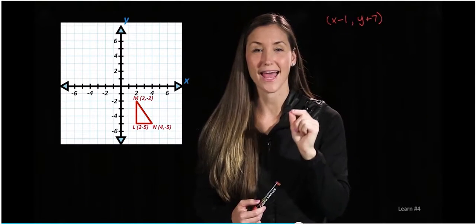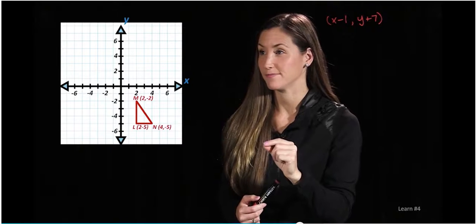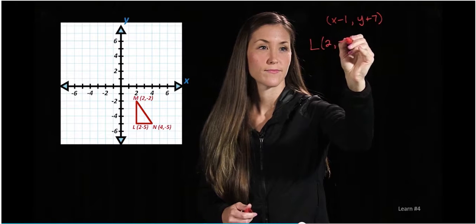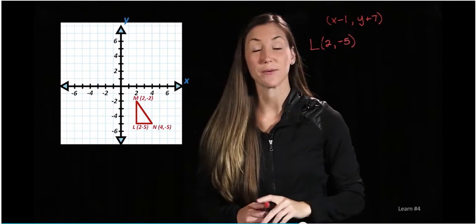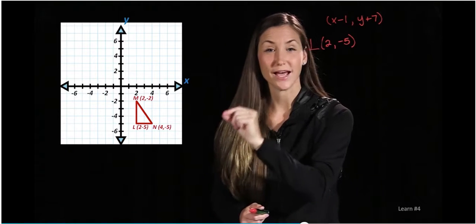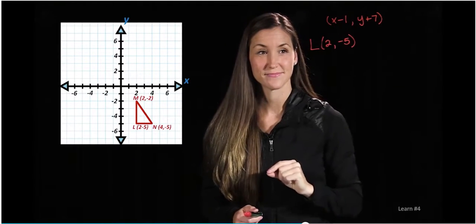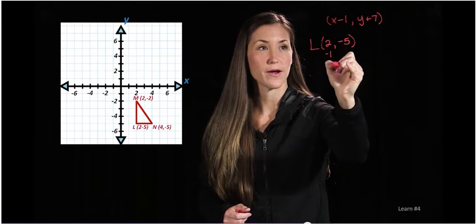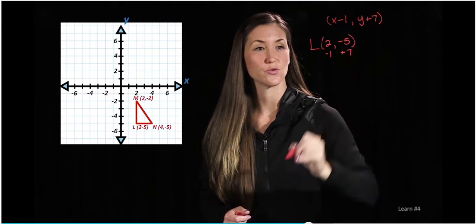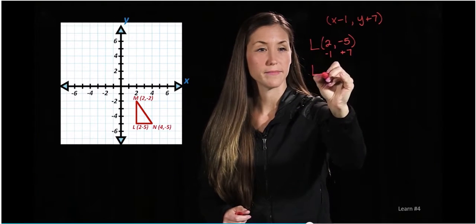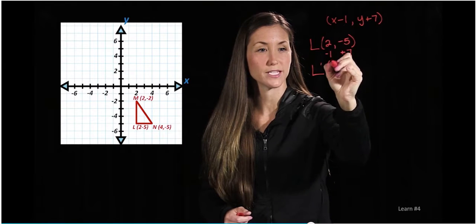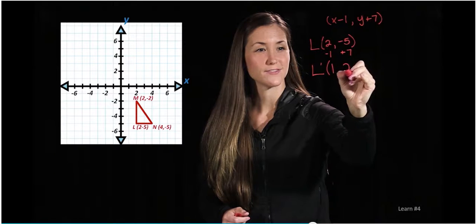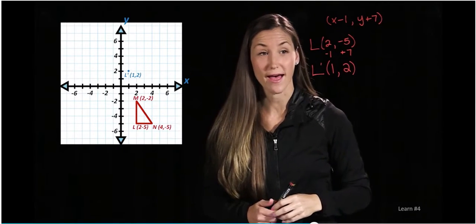Okay, so let's take point L. We have 2, negative 5. So point L is at 2, negative 5. Now again, you can take that point and go left 1 and up 7, or we can use our rule here. We're going to subtract 1 from our x and add 7 to our y. So our L prime is going to turn into 2 minus 1 is 1, and negative 5 plus 7 gives me a positive 2. So that's my new L.